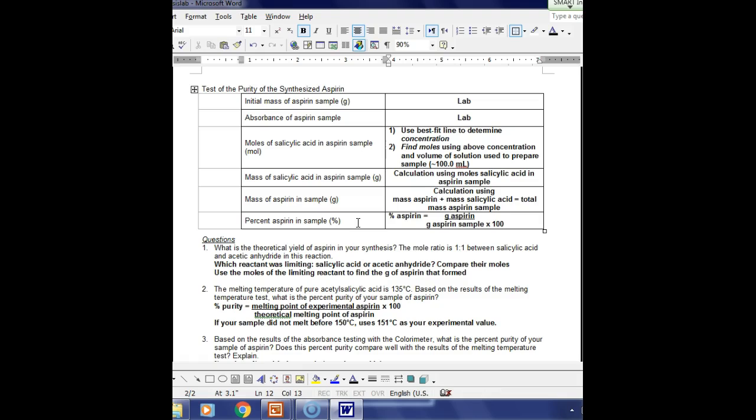So to calculate the percent of aspirin, you take the grams of aspirin that we just got up here, and we divide it by the grams present initially from part 1 of our lab, and multiply by 100.